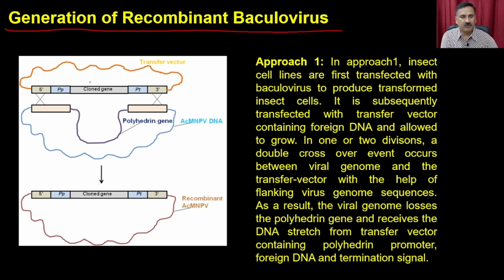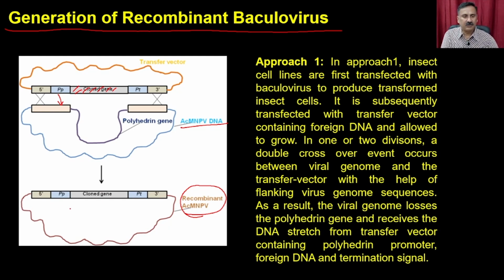You're going to put your gene into a transfer vector, and utilizing the 5 prime as well as the 3 prime homologous recombinations, this particular cassette is going to be put into the AcMNPV DNA, and that's how it is going to produce the recombinant virus. So this is the portion which is going to be replaced with the help of the sequence present on the transfer vector.